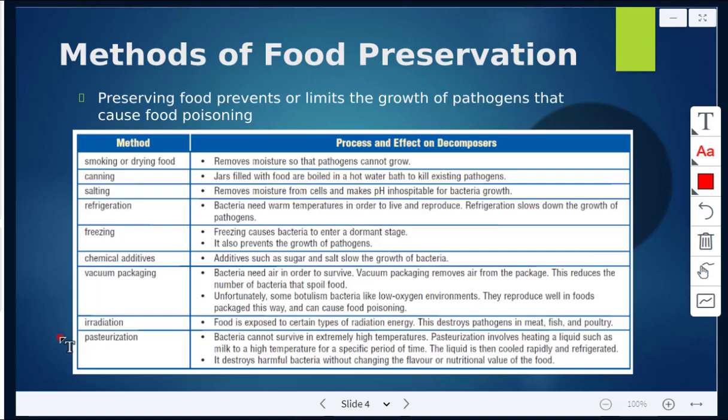So you heat up the liquid, for example milk, to a high enough temperature for a specific period of time. Then the liquid gets cooled rapidly and refrigerated. Okay, and this method will destroy those harmful bacteria, but it doesn't change the flavor or the nutritional value of the food.